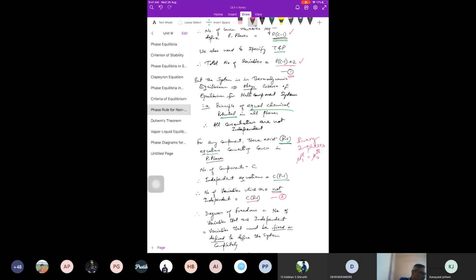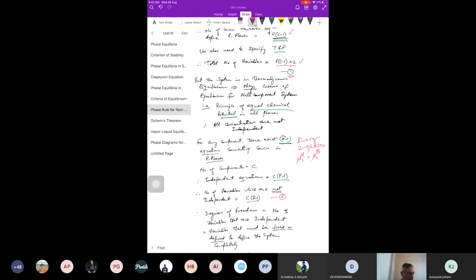mu1, oh sorry, you're right. It is not mu2. It is mu1. mu1 in alpha phase equal to mu1 in beta phase. बराबर. If there are two phases, then there is at least one equation connecting the chemical potentials in the two phases. This is a constraint. ये हमारा criteria of equilibrium है, right? So if there are P phases, then we have P minus 1 equations connecting the concentrations in P phases.